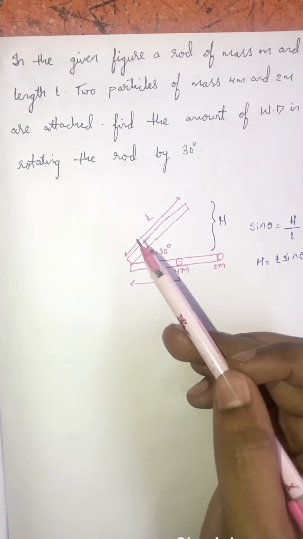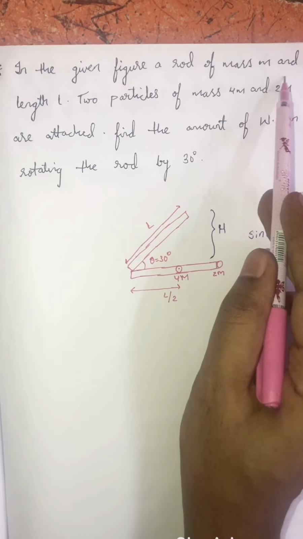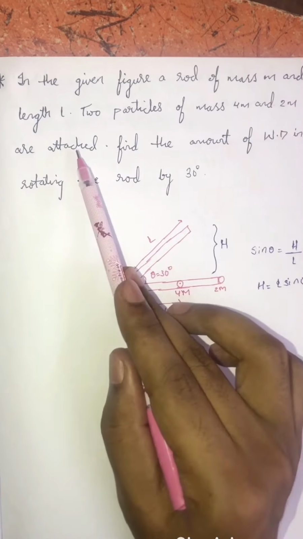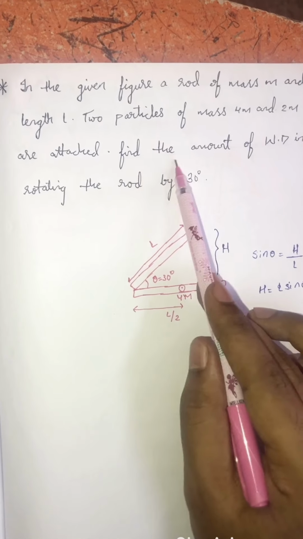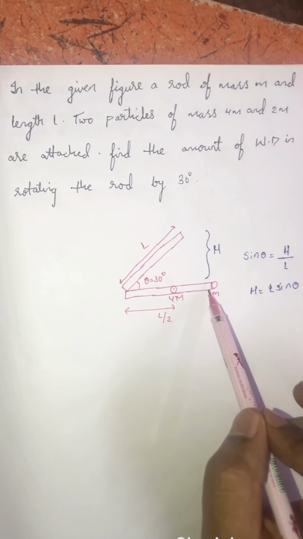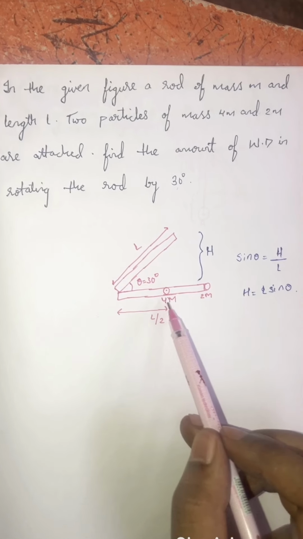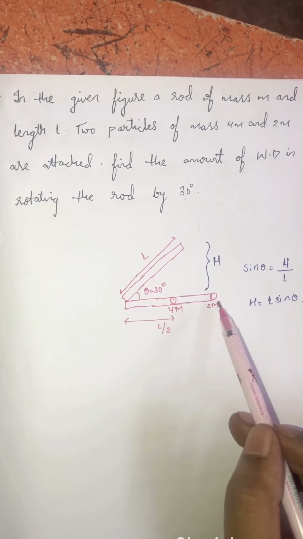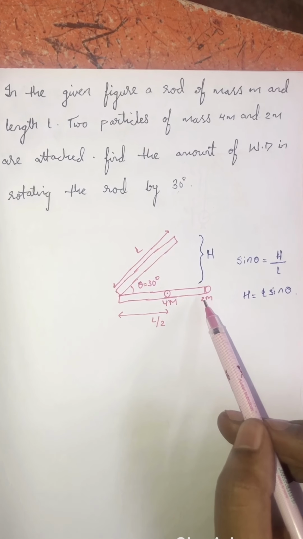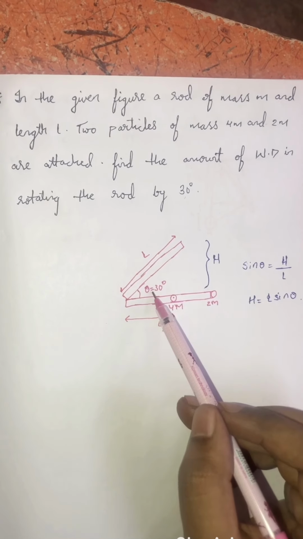Now let's look into another similar problem. Here in the given figure, a rod of mass m and length L, two particles of mass 4m and 2m are attached to the rod. Find the amount of work done in rotating the rod by 30 degrees from the horizontal position. Here rod is placed horizontally, where two blocks of mass 4m and 2m, 4m at center of mass of the rod and 2m at the free end of the rod are attached, and rod is raised by 30 degrees.